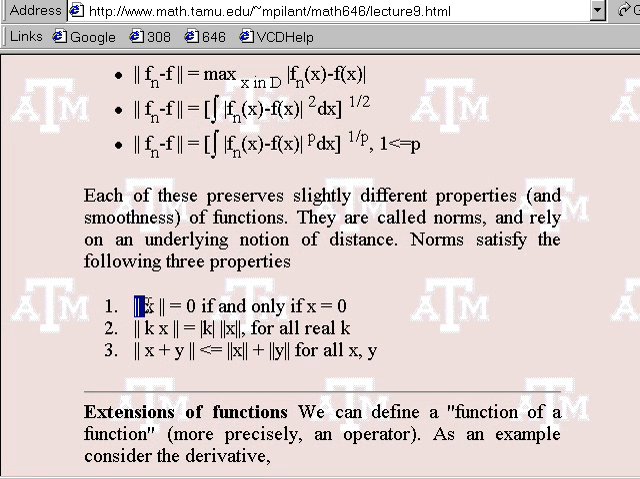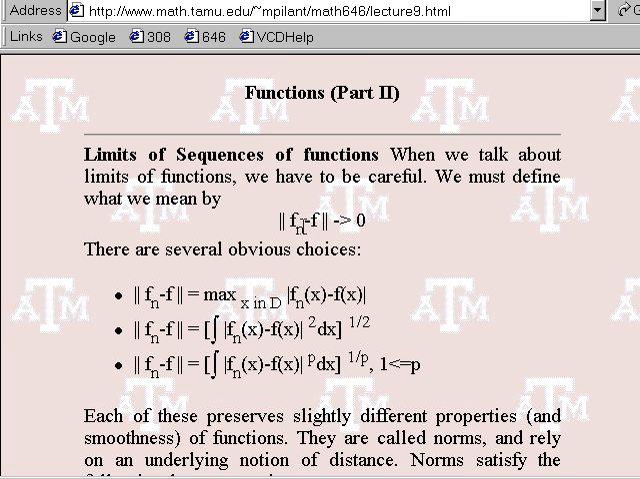If this property, this double bar norm operation, satisfies these properties, then we can use it to examine convergence, because this says that the distance between fn and f goes to 0. Now in functions, there are an infinite number of choices for your norm.